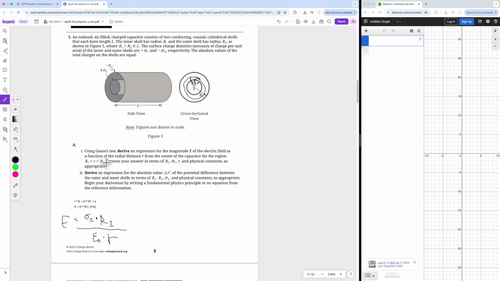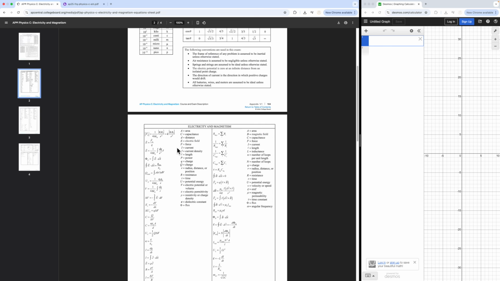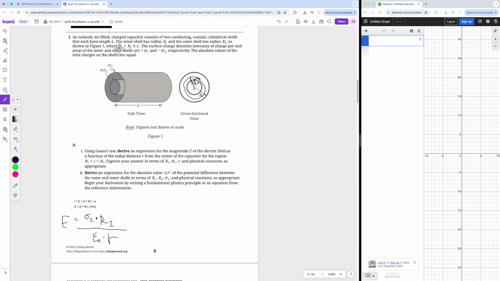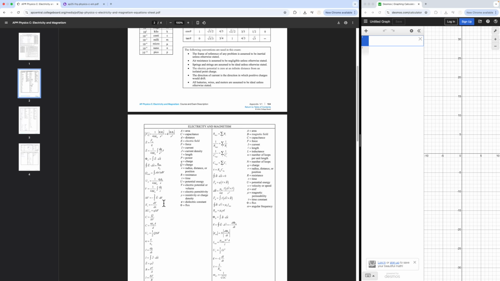Now number 2, derive an expression for the absolute value of the potential difference between the outer and inner shells in terms of R1, R2, and sigma 1. Now notice, we're not being given the value of sigma 2, so we don't have to worry about this shell. So what equation can we use? If you go over to your formula sheet, you can see that the potential difference is going to be equal to the negative integral from A to B of your electric field dr. So we're asked for the absolute value, so it can just be positive.